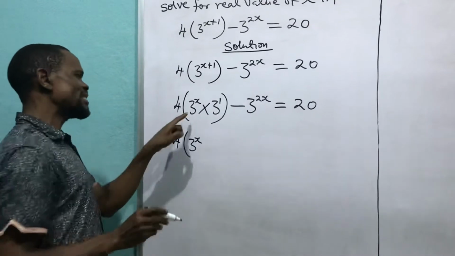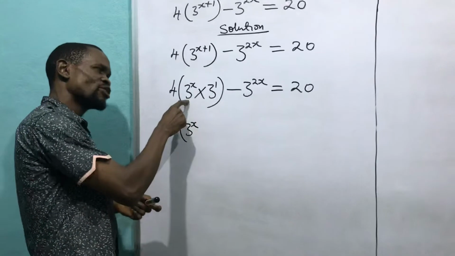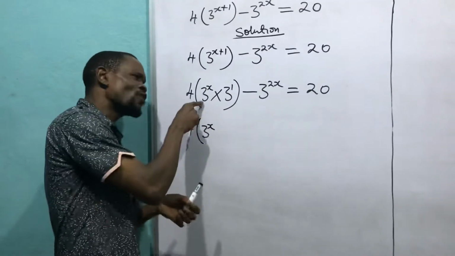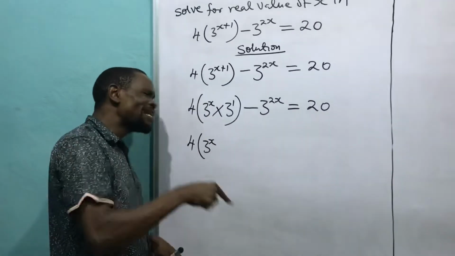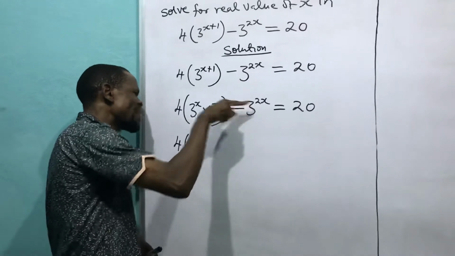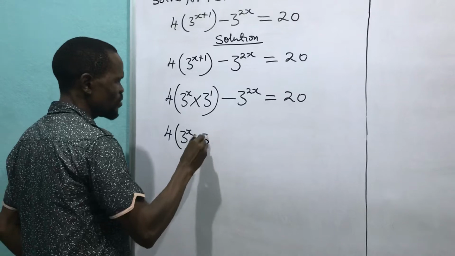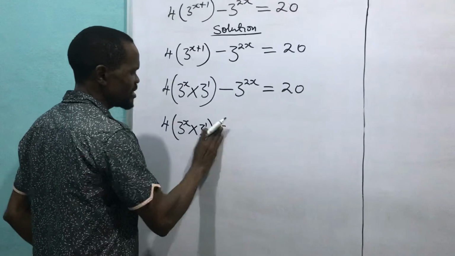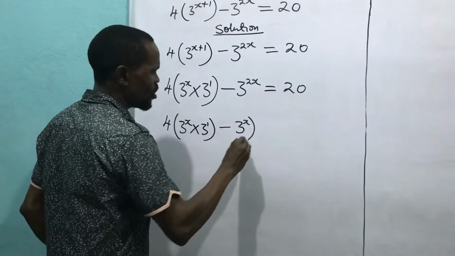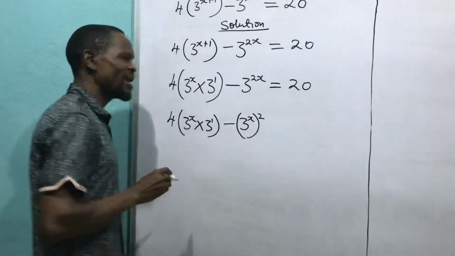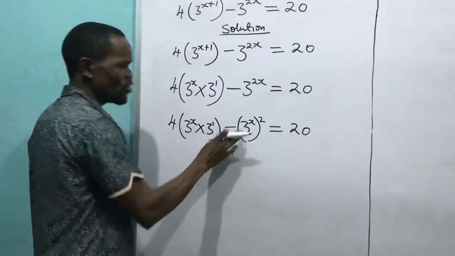So this will be 4 into 3 raised to power x. Then this one that I have gotten here is an expo. As far as I got 3 raised to power x here, it is telling me that I'm going to get 3 raised to power x somewhere here. And this gives me times 3 raised to power 1. This becomes minus 3 raised to power x, all raised to power 2. Remember what I did? And this gives me equals 20.